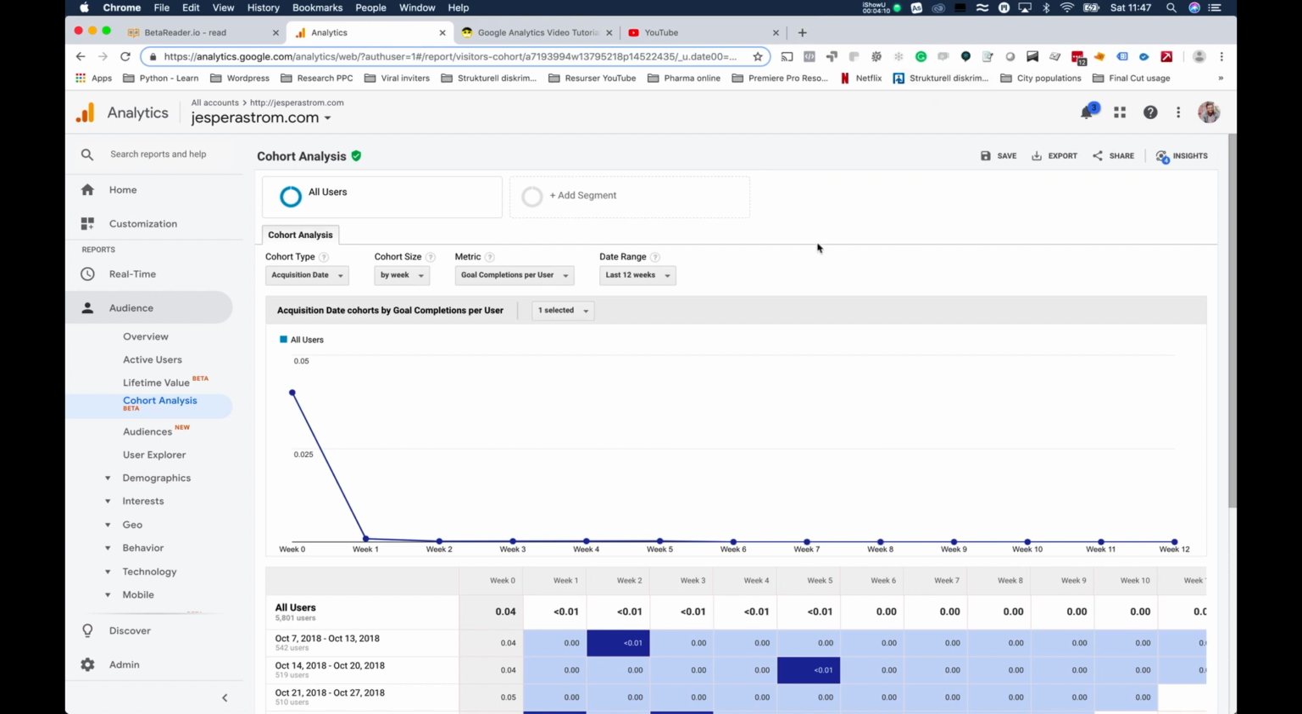So those are some of the ways in which I use this report in order to do analysis of the updates that I do to my website. What effect does it actually have on the new users coming to my website? Do they understand me better than the users who came before?